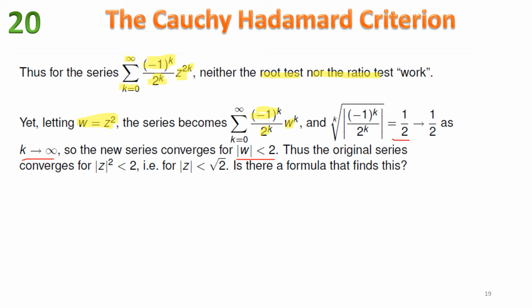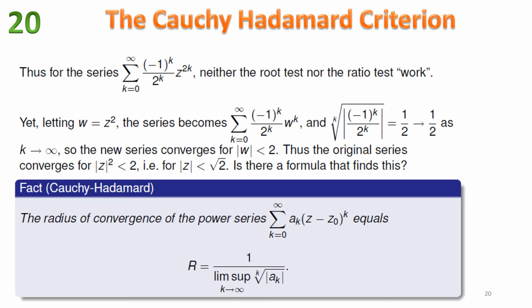Thus the original series will converge when mod of z square is less than 2, or you can say mod of z is less than root 2. So in this context we have a new formula called the Cauchy-Hadamard criterion. According to this formula, the radius of convergence of the power series we have been discussing since the beginning of this lecture, a_k into z minus z0 to the power k, is 1 over the limit superior, as k approaches infinity, of the k-th root of mod of a_k. Neither the root test nor the ratio test is a concern; without any condition, we can find the radius of convergence.